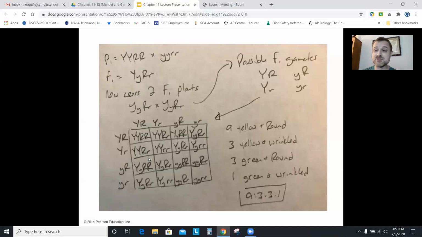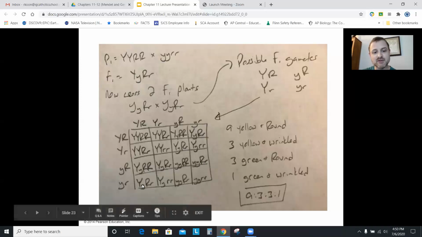That's yellow round, yellow round, yellow round, yellow round, yellow round, yellow wrinkled, yellow round, yellow wrinkled, yellow round, green round, yellow wrinkled, green round, and green wrinkled. All right. And if you count what I just did, there's 9 yellow round, 3 yellow wrinkled, 3 green and round, 1 green and wrinkled, which gives me a 9:3:3:1 ratio.